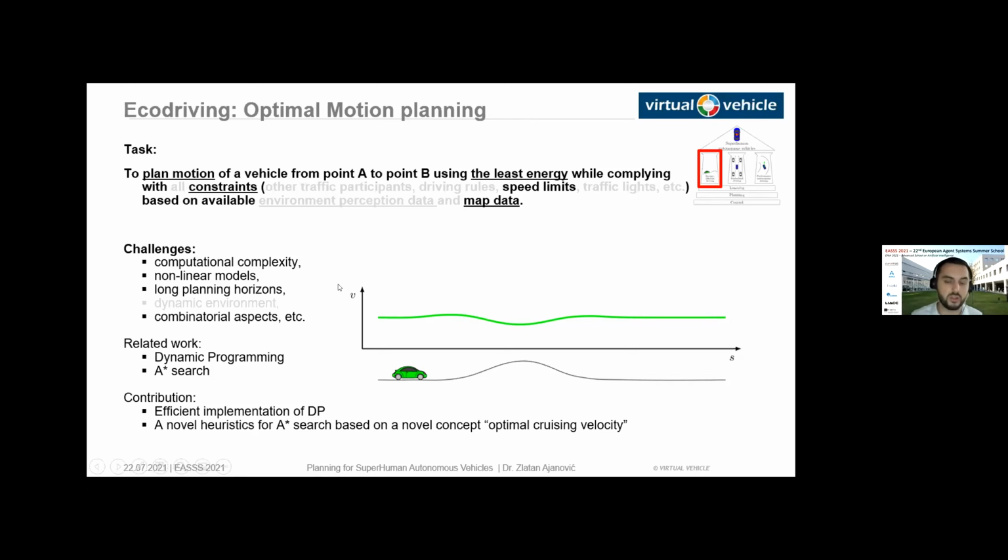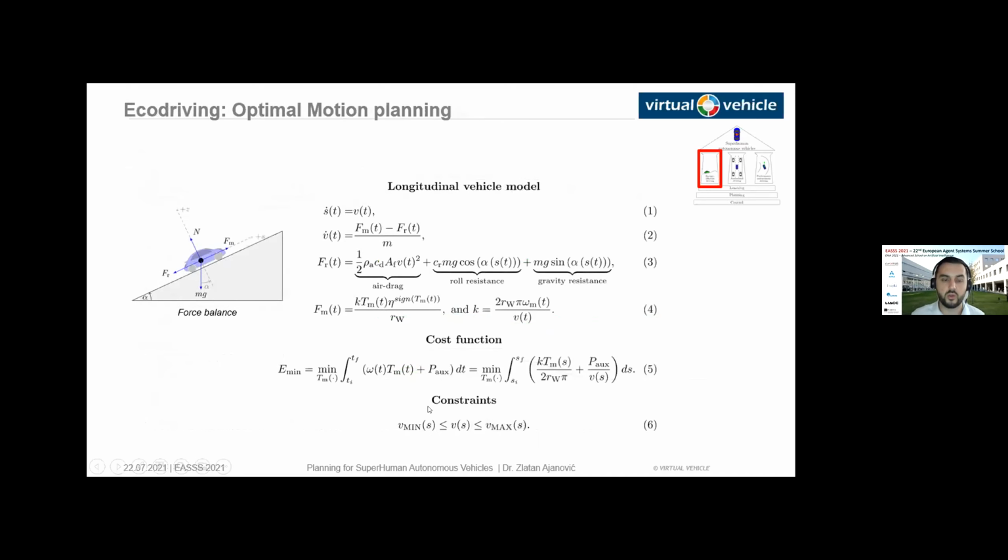The other challenges are nonlinear models, so we have quite complex models; in this case, we can have an efficiency map of an engine. We also have a very long planning horizon, which can be 40 or 50 seconds into the future. And we have combinatorial aspects, which prohibit the use of some specific methods. Related works here are mainly based on dynamic programming and A-star search. The main contribution was the efficient implementation of dynamic programming, but also a novel heuristic function, which we introduced previously, which helps to speed up A-star search and gives optimal velocity. The model details for this problem are actually quite simple.